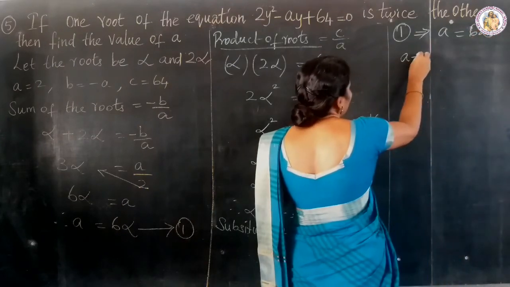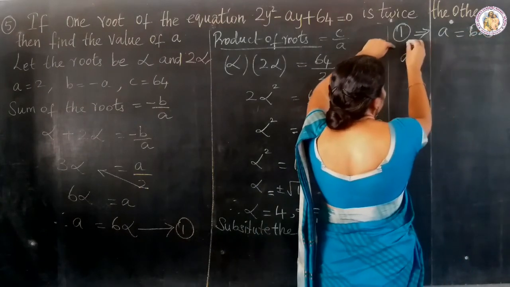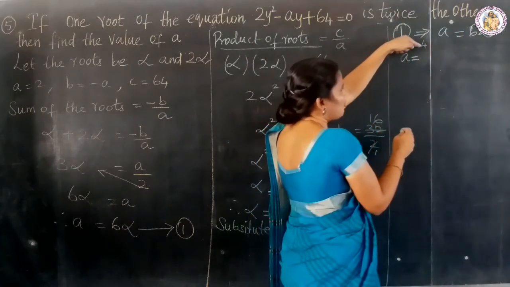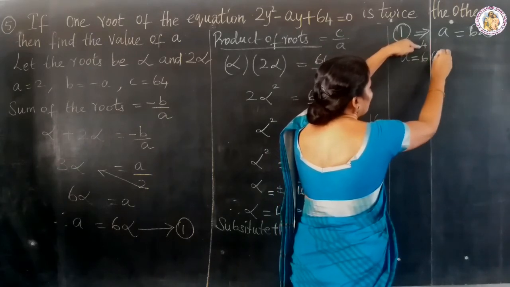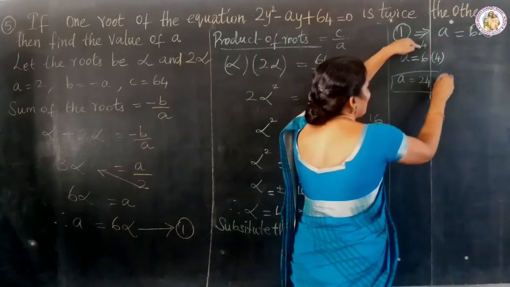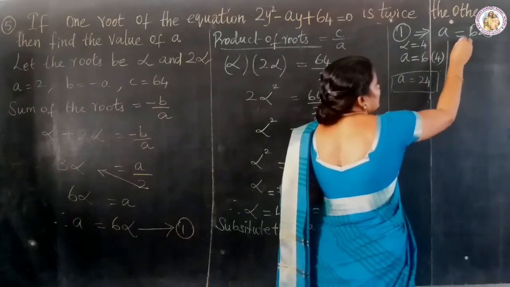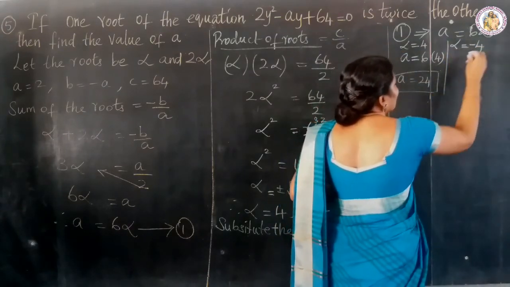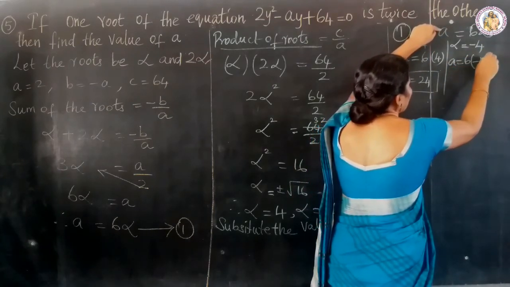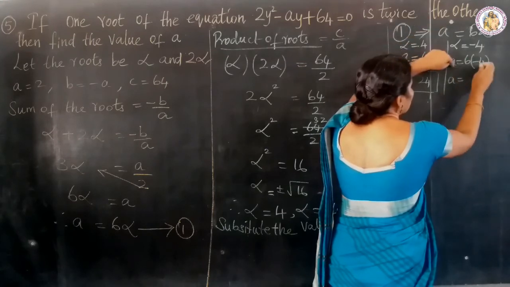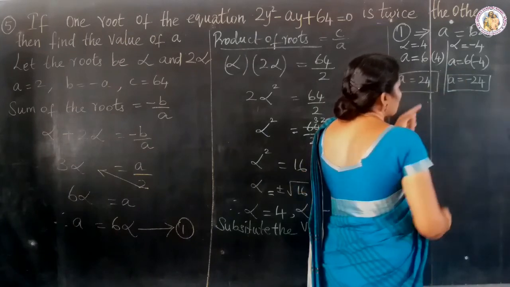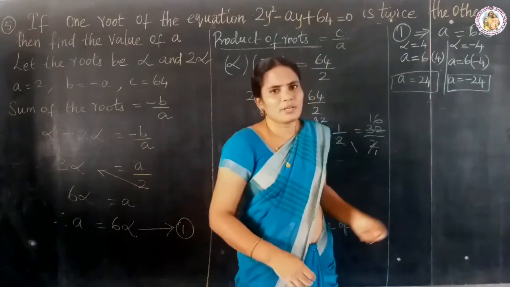So a is equal to, taking alpha is equal to plus 4, 6 into 4. So therefore a is equal to 24. And when alpha is taken as minus 4, substitute the value, a is equal to 6 into minus 4. A is equal to minus 24. So the value of a is plus 24 or a is equal to minus 24.